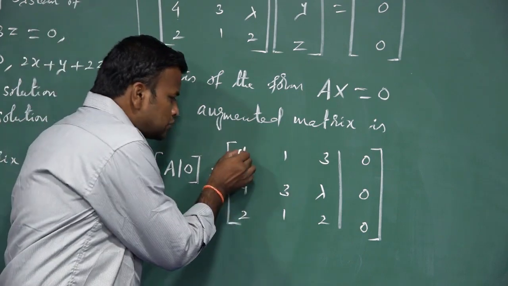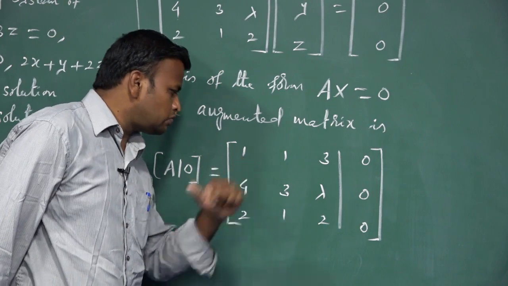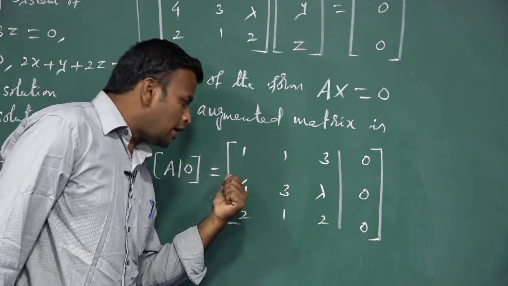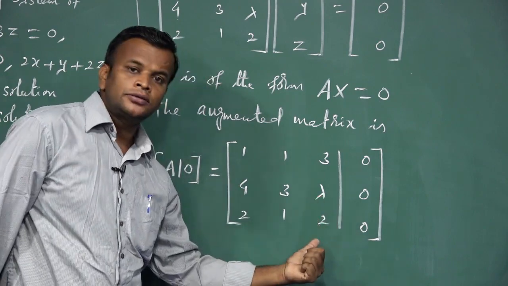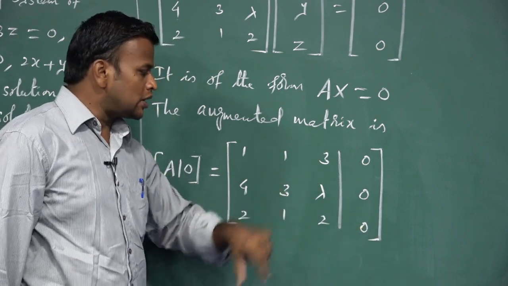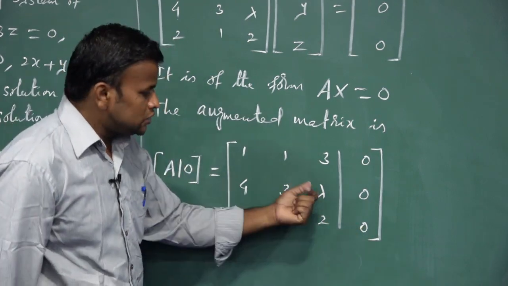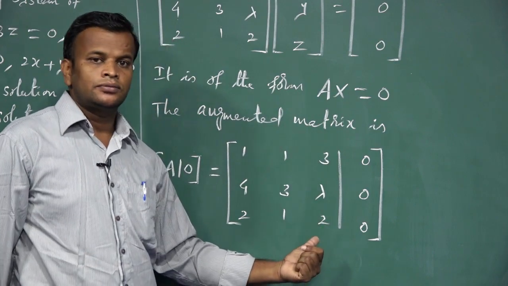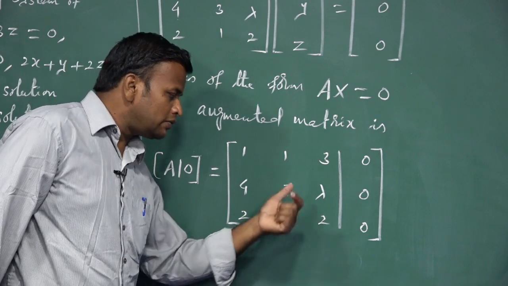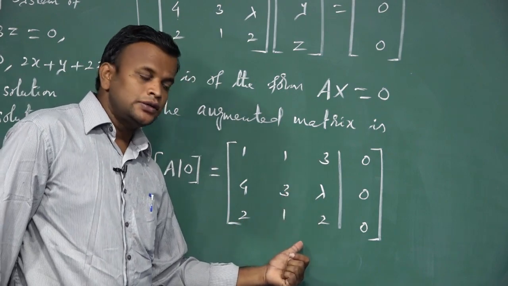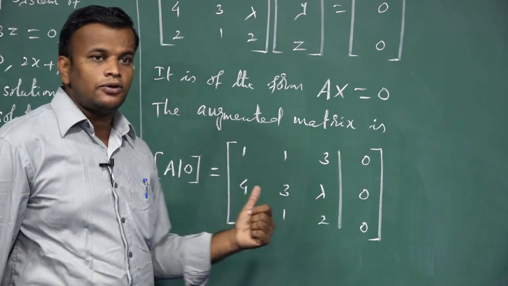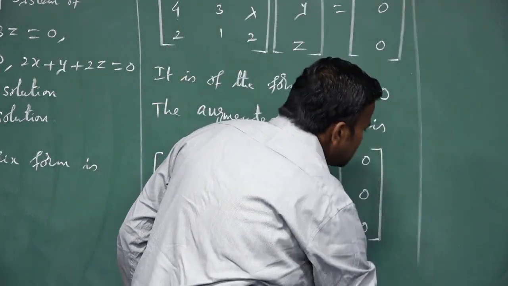You see the first row, first element is already 1, so no change in the first row. The value of lambda appears in the second row. For our convenience, we interchange R2 and R3, so that lambda lies in the third row. First of all, I interchange the second row and the third row. So it is not an equal matrix, it is an equivalent matrix.